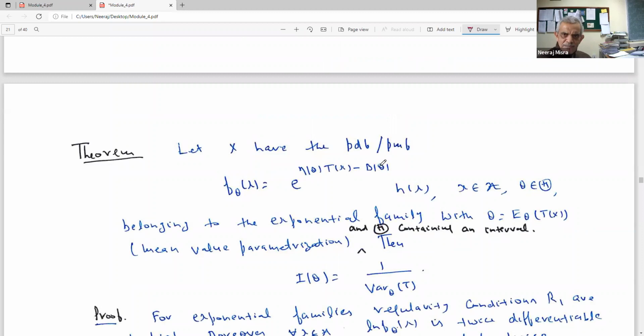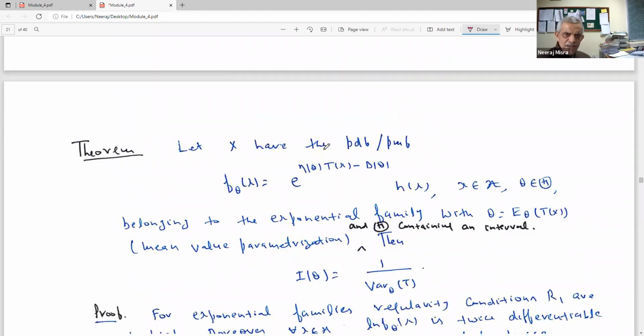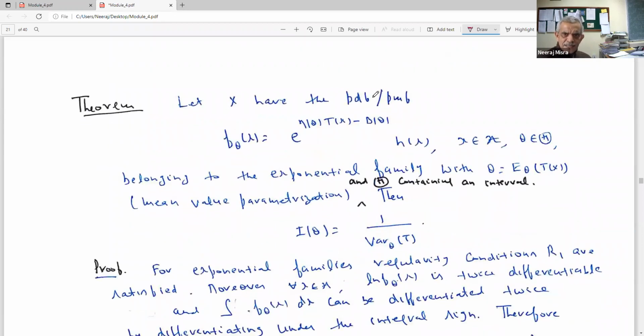So let's see what is happening in the exponential family. Suppose X has a PDF or PMF which is parameterized like this: f_θ(x) = exp(η(θ)T(x) − b(θ)) h(x), where x belongs to the sample space and θ belongs to capital Θ. So this belongs to the exponential family.